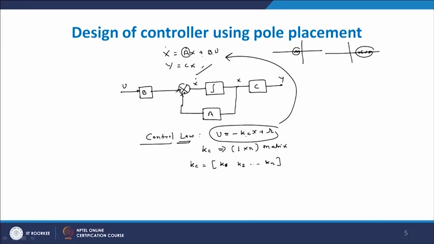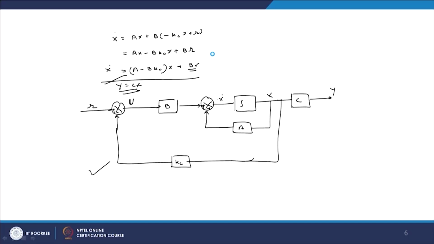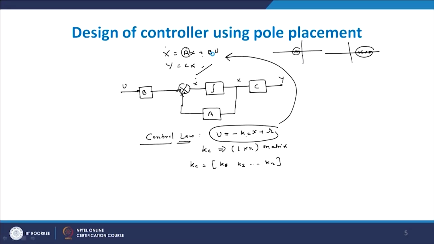Now, we will see how to design a controller using the state feedback controller approach, where the control law which we are taking here is u equals minus Kc x. So, here the plant G of s is taken as 1 divided by s raised to n plus a n minus 1 s raised to n minus 1 plus a n minus 2 s raised to n minus 2 plus a1 s plus a naught.